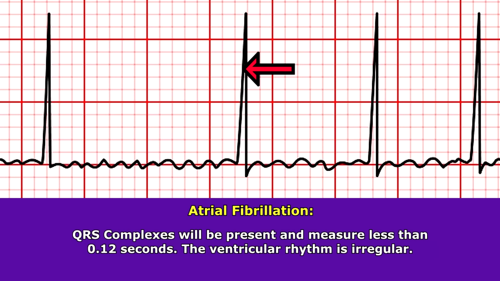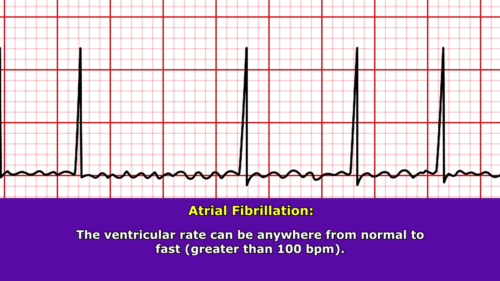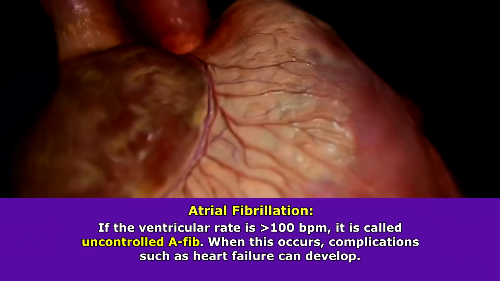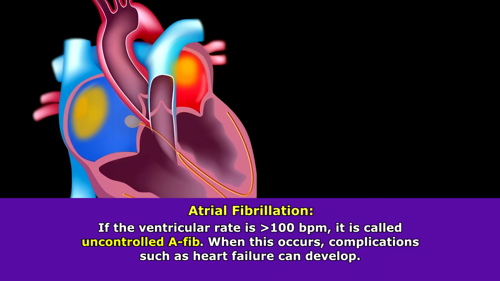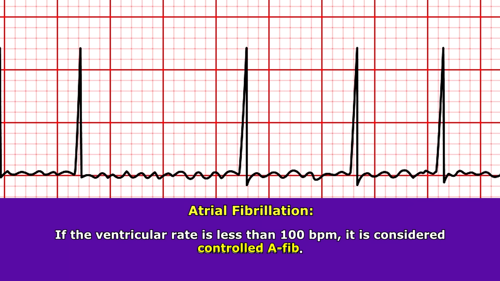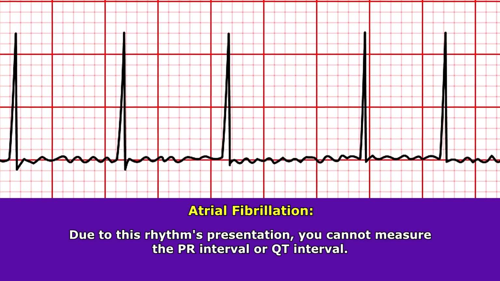Now, when you look at the QRS complexes, they will be present and they should measure less than 0.12 seconds. Now, our QRS complex tells us about the ventricular rate and rhythm. So the rhythm is going to be irregular, and the rate can be anywhere between being normal or it can be fast, greater than 100 beats per minute. Now, if it's greater than 100 beats per minute, it's termed uncontrolled AFib. And whenever this occurs, significant complications can happen because that heart is just beating way too fast. It's not pumping like it should. Therefore, heart failure can develop if we don't get this rate under control. And if the rate is less than 100 beats per minute, this is considered controlled AFib. And because of the presentation of this rhythm, you cannot measure the PR interval or the QT interval.